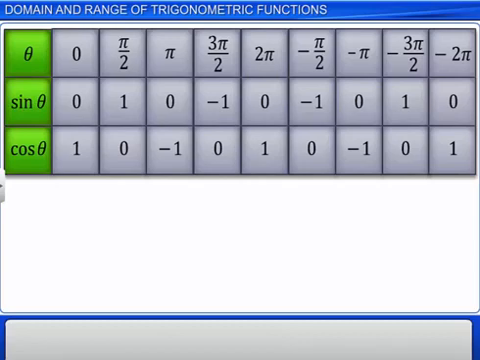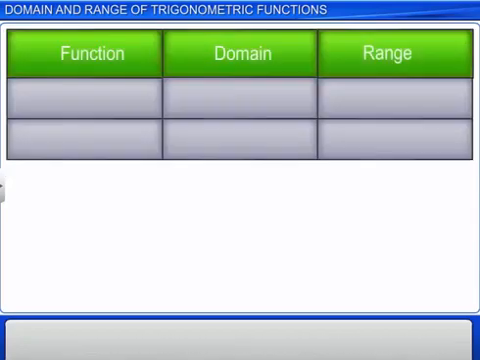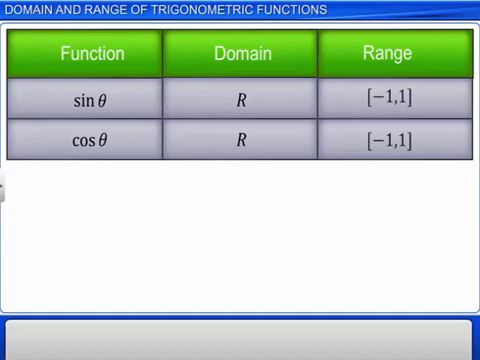And if we increase or decrease the value of theta by an integral multiple of 2 pi, then the values of sin theta and cos theta do not change. This implies that the values of sin theta and cos theta lie between minus 1 and 1 for all theta belonging to R. In other words, the domain of sin theta and cos theta is the set of real numbers, and their range is the closed interval minus 1 to 1.